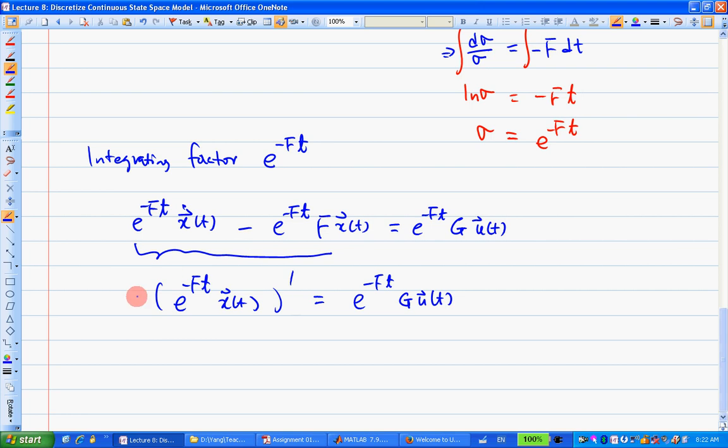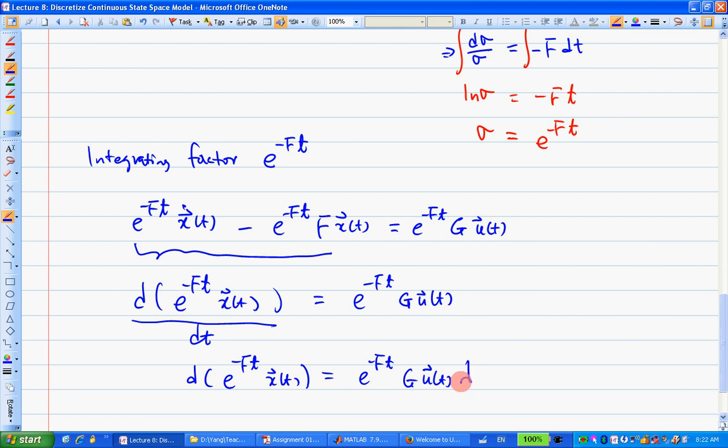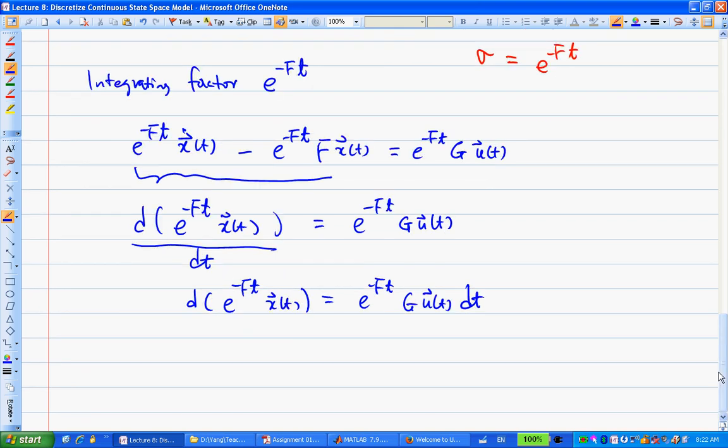This whole side here is d of this over dt. So move the dt to the other side. Okay, so we have a d, we have this. Got this right here.